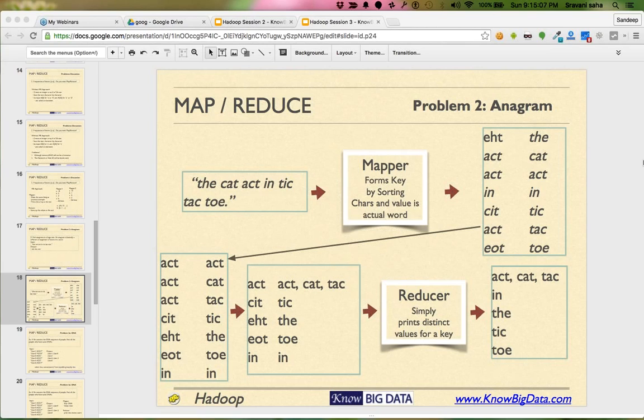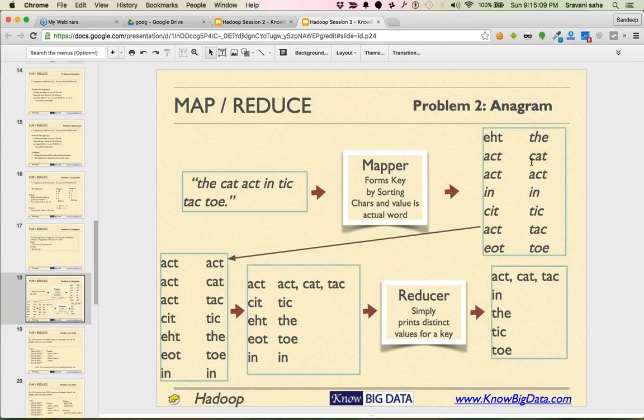A, C, T. Alphabetically, A comes before C, and C comes before T. So what have I done here? For each word in the input, I have produced the key and the value. Each key-value pair corresponds to each word. Here, the second line belongs to cat, and the third line belongs to act, and so on.